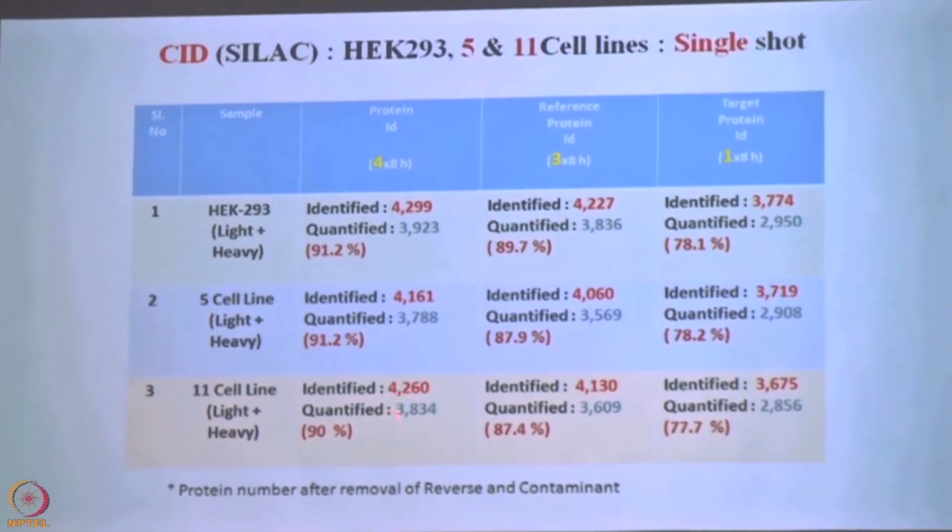The answer is again no. See, this pattern: a single run is giving less, triplicate is giving more, and here you are getting more. But when you are increasing the cell lines, nothing is changing. That shows your technology has limitation. Of course, when you put 5 cell lines you have more protein, and when you put 11 cell lines you have more protein, but the technology has limitation.